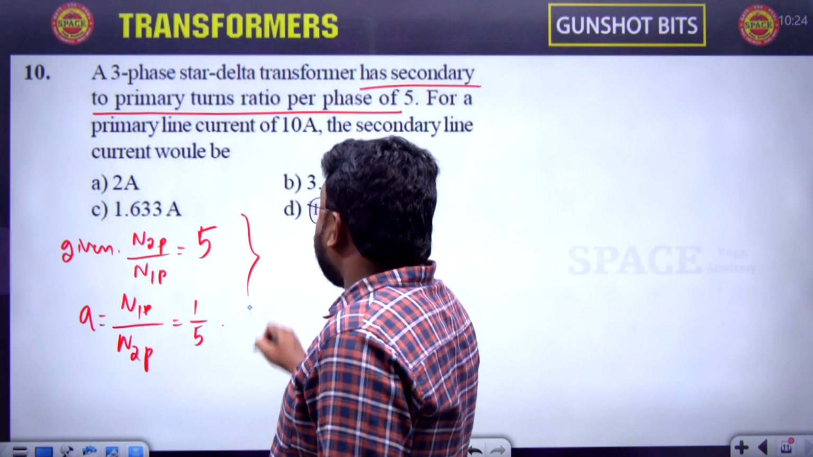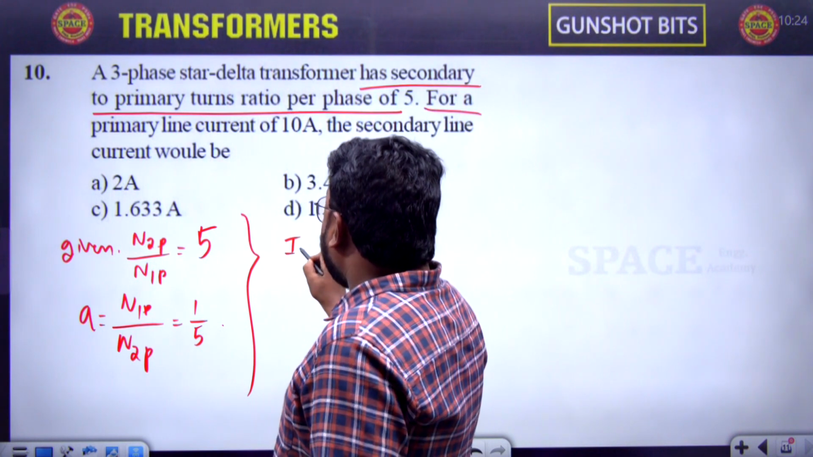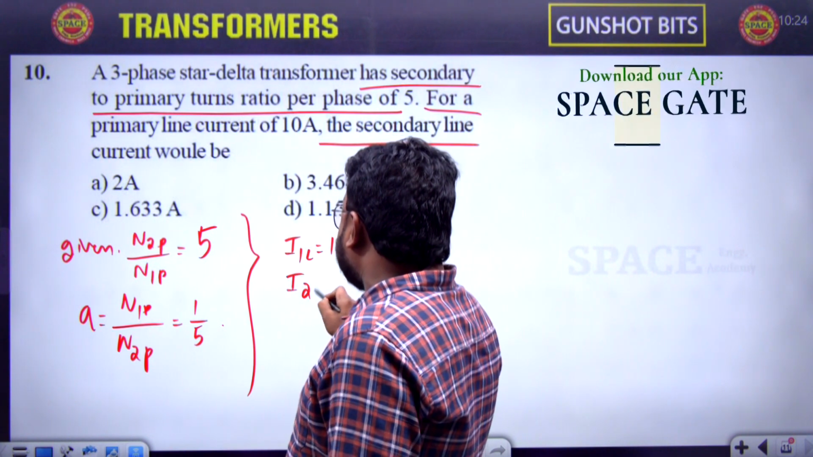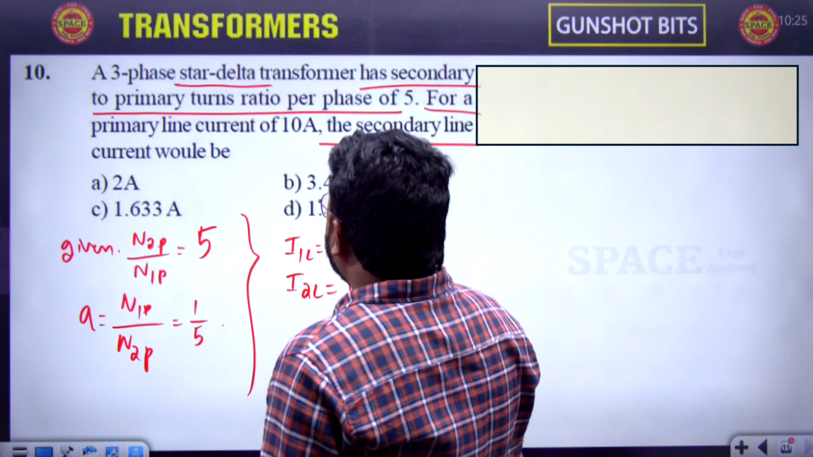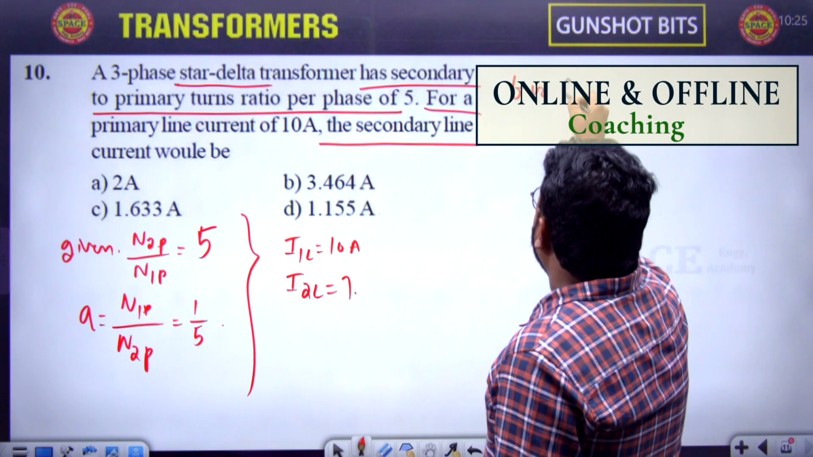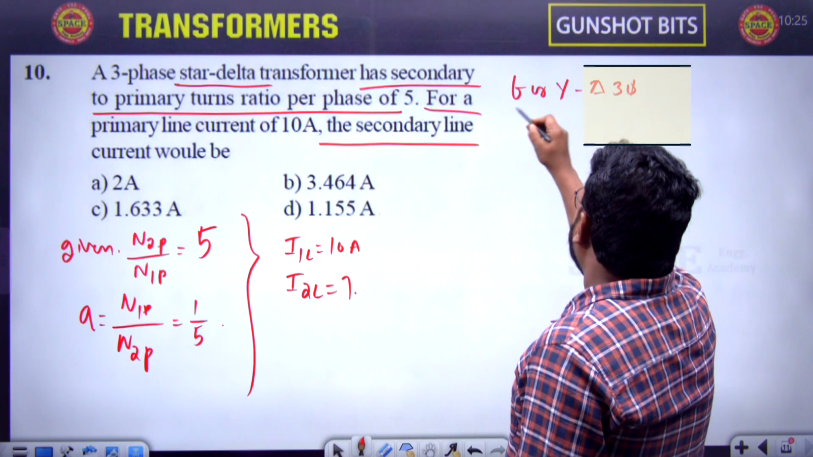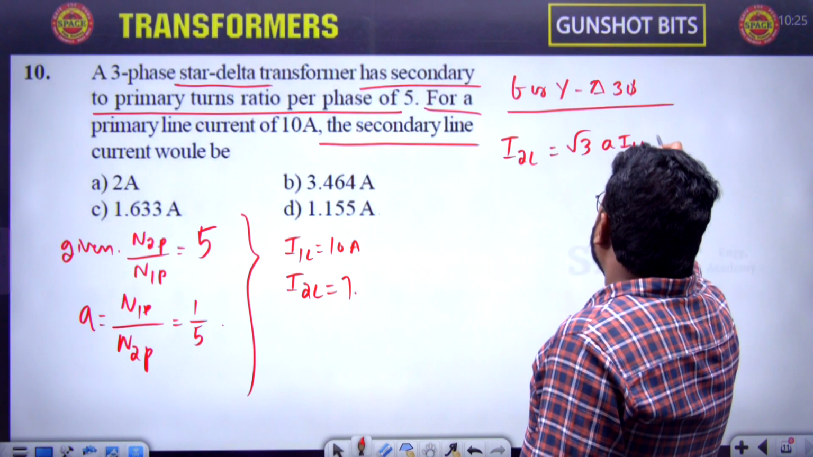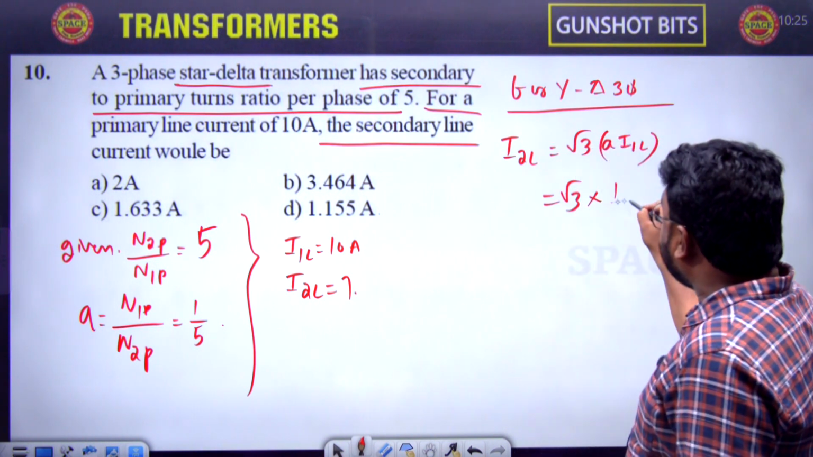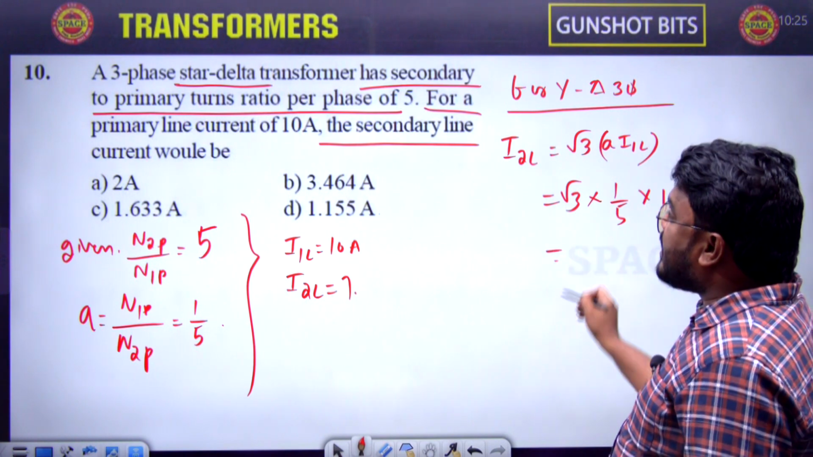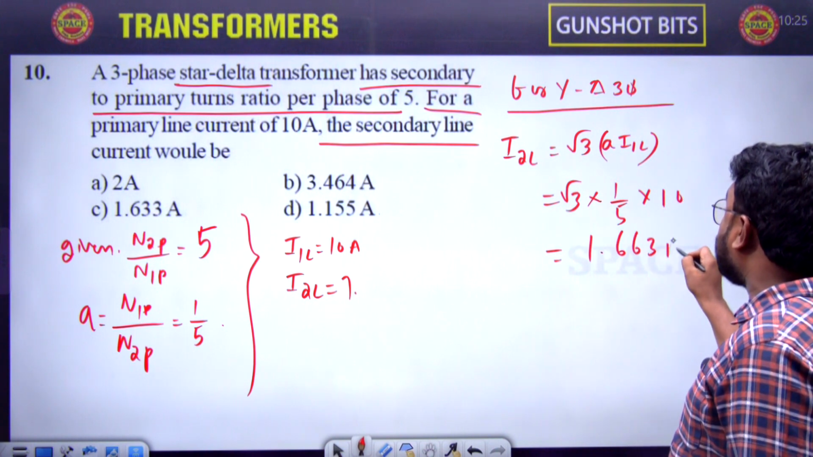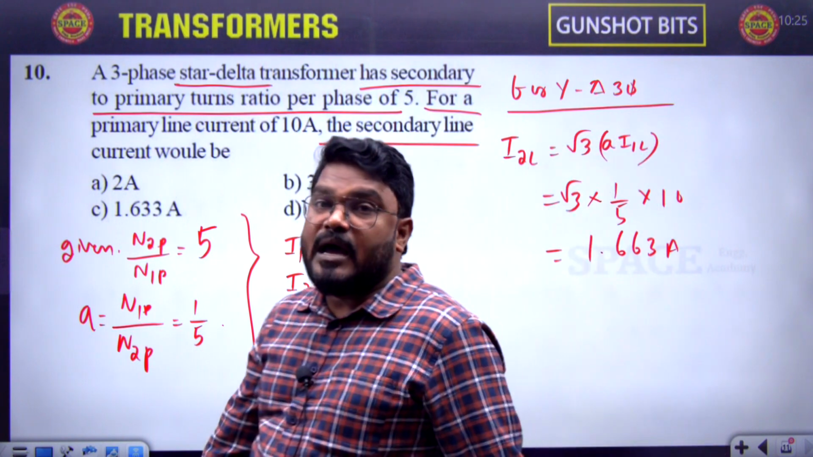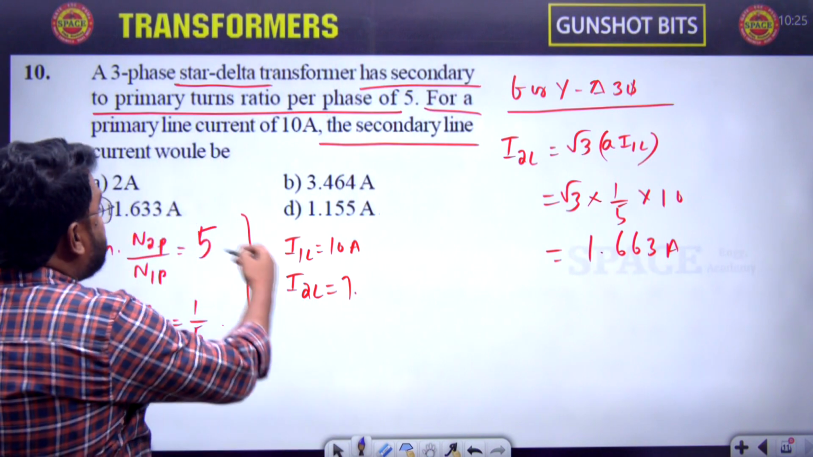After getting A, it is also mentioned that the primary line current I1L is equal to 10 amps. So now what about the secondary line current? I2L is required. The type of connection is star delta 3 phase transformer, so I2L is equal to root 3 times A times I1L. Now root 3, A is equal to 1 by 5 and I1L is equal to 10. By solving this we will get 1.663 amps. So this is the answer for this question. Answer is option C, which is correct.